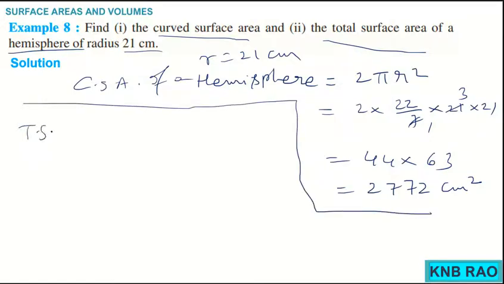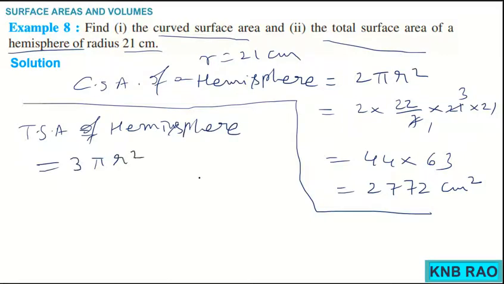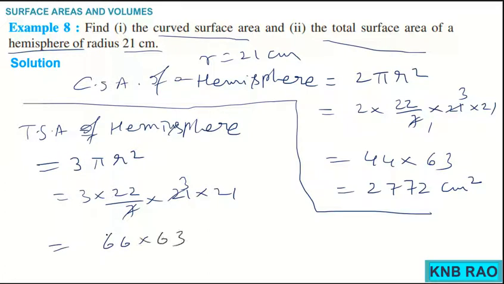You know, the TSA of a hemisphere is 3 pi r square, that is 3 into 22 by 7 into 21 into 21. Same way here, 66 into 63 will give 4158 centimeter square as the total surface area of the hemisphere.